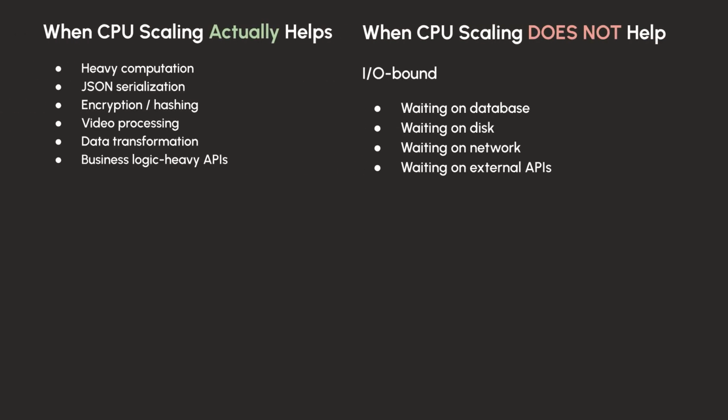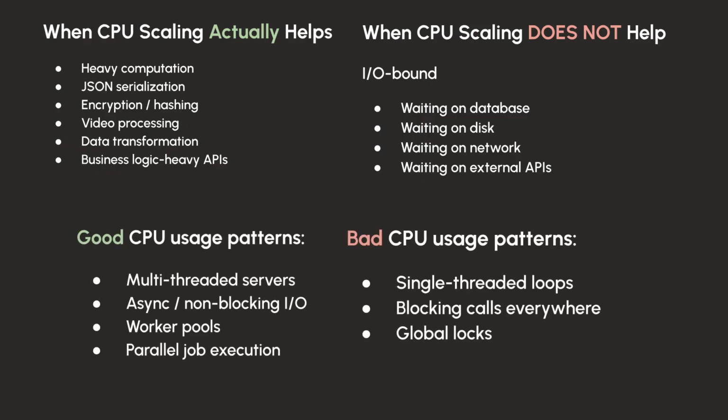When does CPU scaling help, and when does it not help? Let's see. It helps when your application has to deal with heavy computation, for example, ML models, JSON serialization, encryption or hashing like that used in WhatsApp, batch video processing, and other heavy API logic. When your application design is not good, and it's waiting on the database, disk, network, and API, scaling won't help. If your CPU is waiting, adding more CPU does nothing. Here are some points for recognizing the usage patterns. In short, CPU scaling improves performance by increasing parallel execution, not by making individual tasks magically faster.